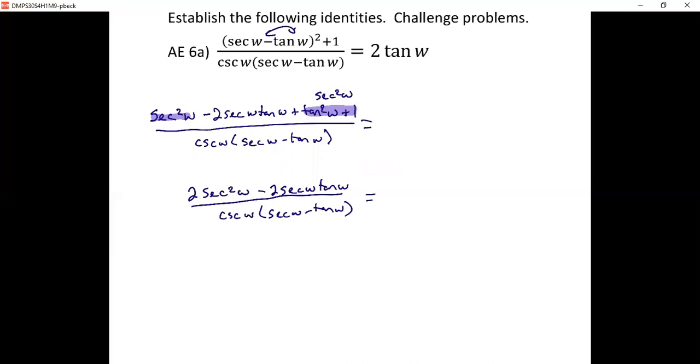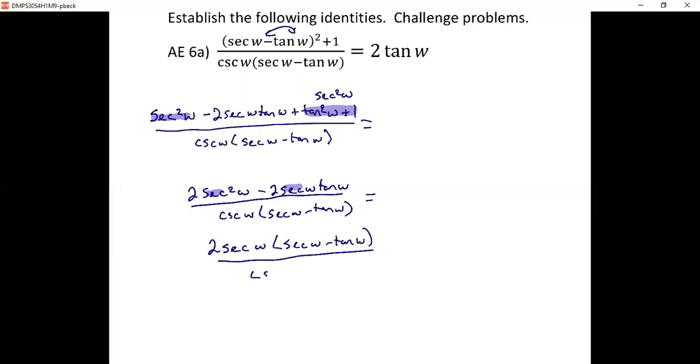Is it going to help me? Well, this is where we could say, you notice that secant is a factor of both terms in the numerator. In fact, 2 is also a factor, so let's factor out a 2 secant w, and we're left with secant w minus tangent w. Brilliant.